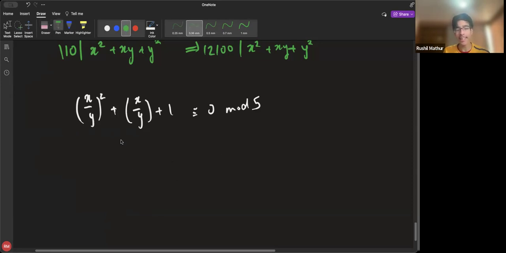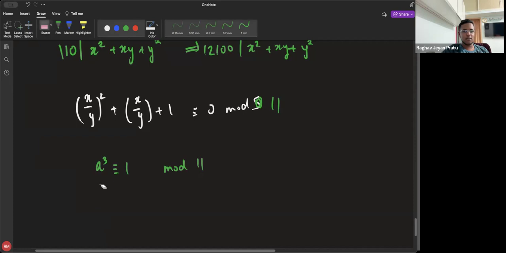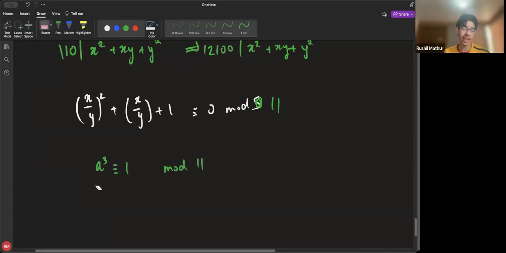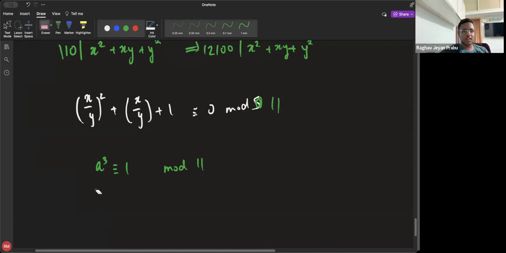Although a method similar to this, I still imagine is not impossible, because you can still say mod 11 something like this is true, and then the only question is, how do you check whether a cube congruent to 1 mod 11 has solutions or not? That's the part that will get slightly weird. You can do it using orders. Oh yeah, you can just use orders. You're right.